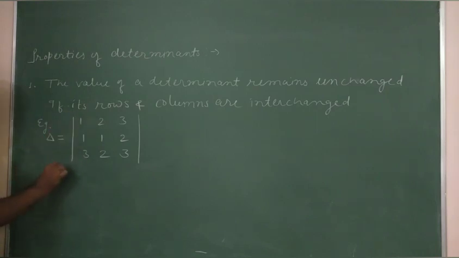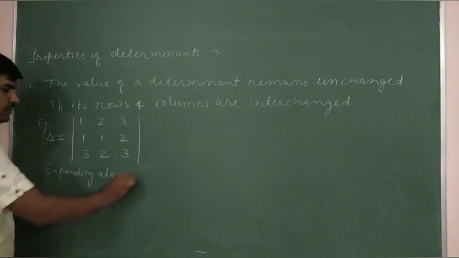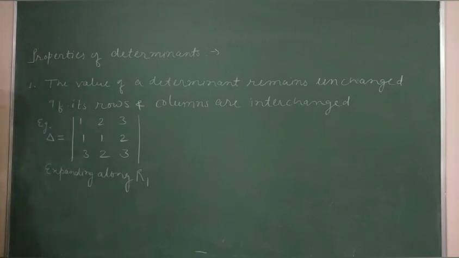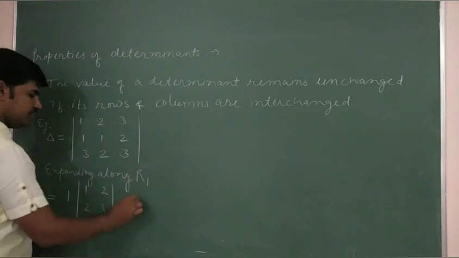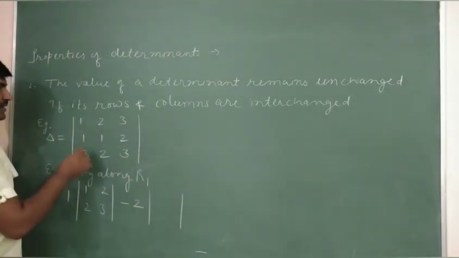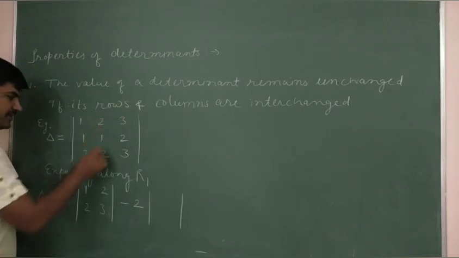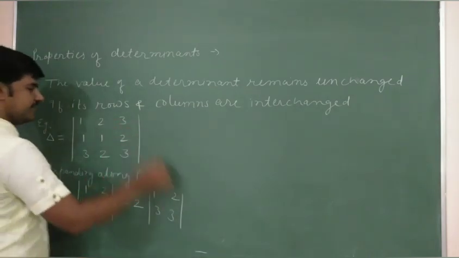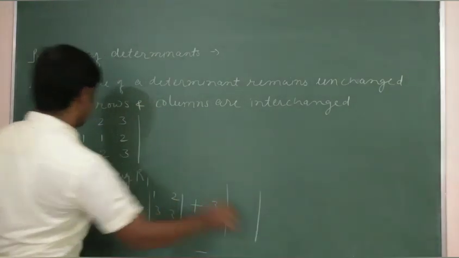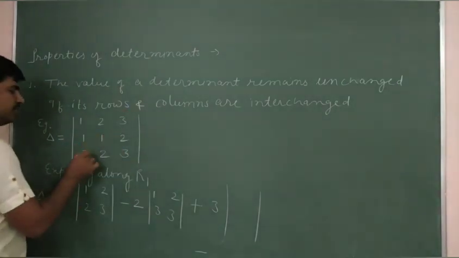So here I am writing expanding along R1. Let us expand it along R1. We get del is equal to, first of all, 1 times a determinant, and the determinant is 1 2 2 3, and then minus 2 times a determinant, leaving the first row and the second column, 1 2 3 3, and then plus 3 times a determinant leaving the first row and the third column, 1 1 3 2.